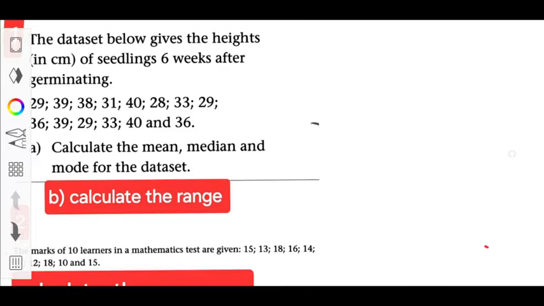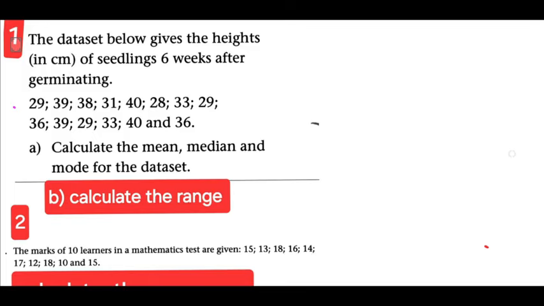Here are some more questions for practice. The data set below gives the heights in centimeters of seedlings 6 weeks after germinating. So this is the data set. The first part, calculate the mean, median and mode, and the B part is range. I'll show you how to solve this question.